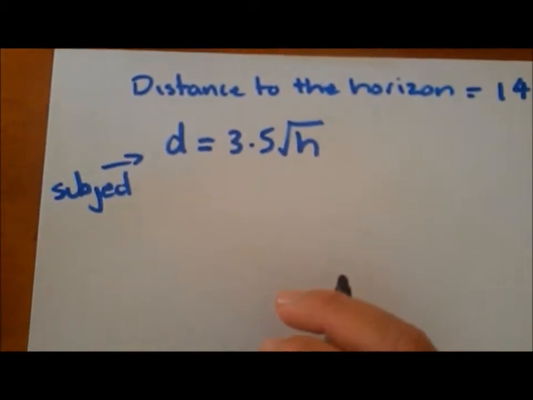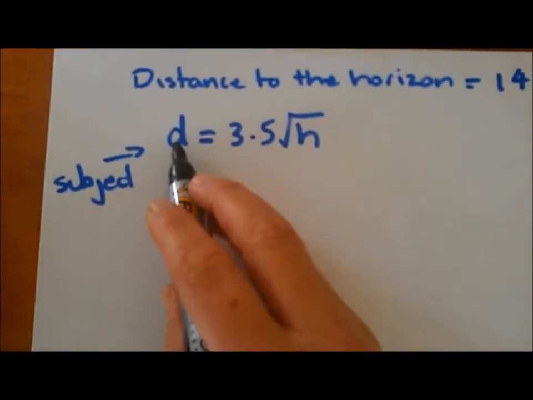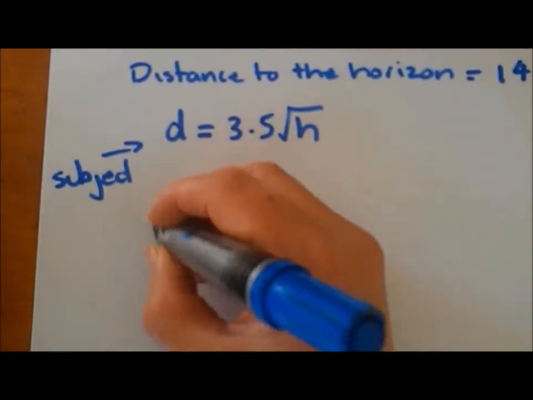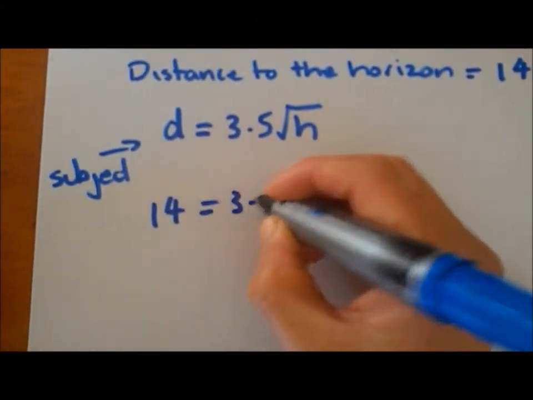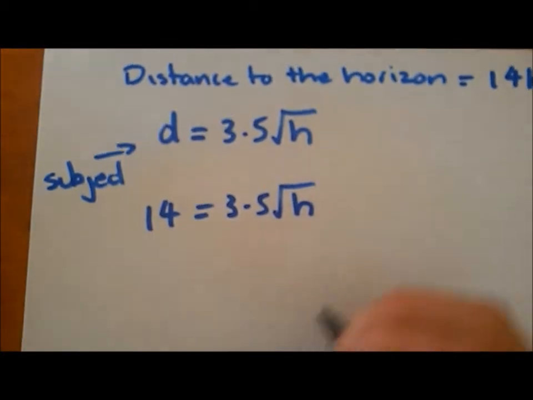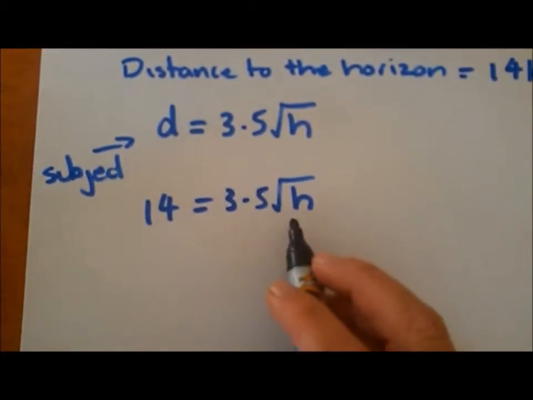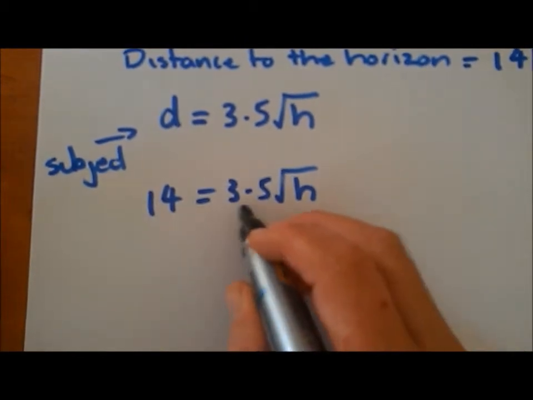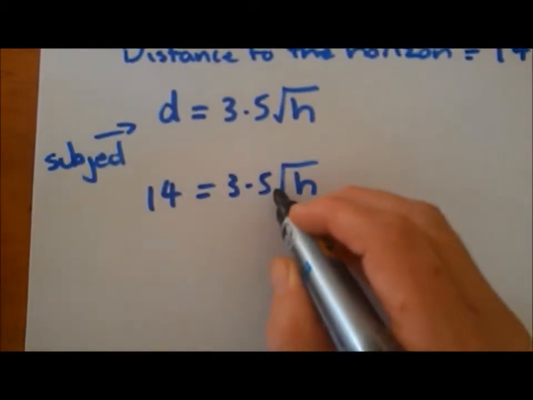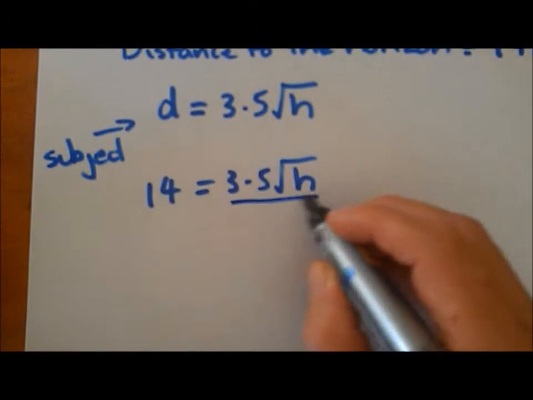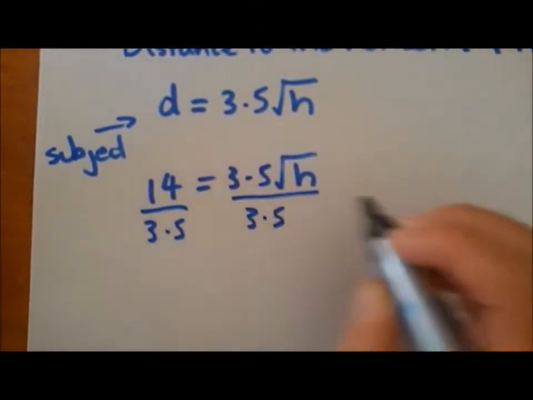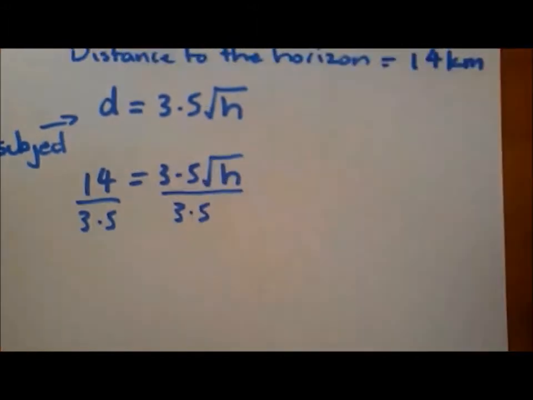So at this time now we're going to substitute this information and see if we can come back to our height. In this case, the subject, remember, is whatever's at the start of the formula. So D is the subject, but D is in fact the distance. So this time we've got 14 is equal to 3.5 root H. So now to find out my height, I'm going to have to solve an equation this time. So we'll use our inverse operations. I want to remove this 3.5. It's times the root of H, so I'll divide both sides by 3.5.